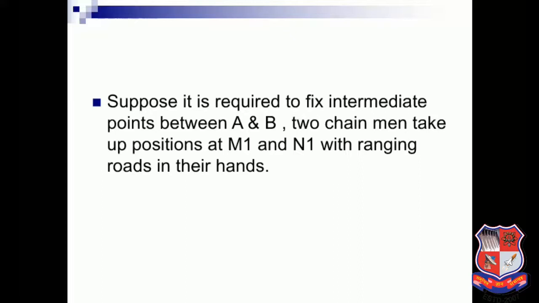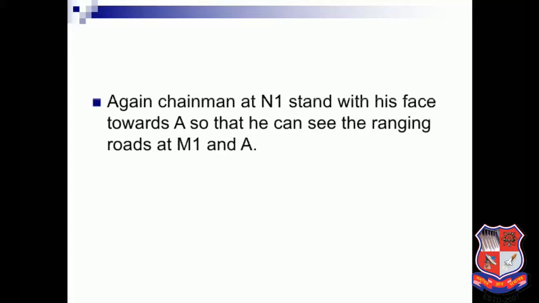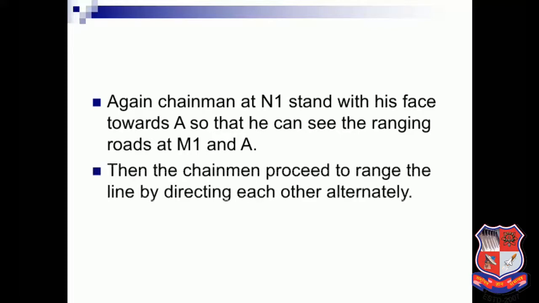Two chainmen take up positions at M1 and N1 with ranging rods. The chainman at M1 stands with his face towards B so that he can see the ranging rods at N1 and B. Again, the chainman at N1 stands with his face towards A so that he can see the ranging rods at M1 and A. Then the chainmen cross the ranging line by directing each other alternately.